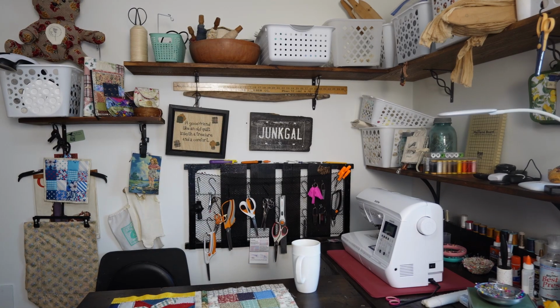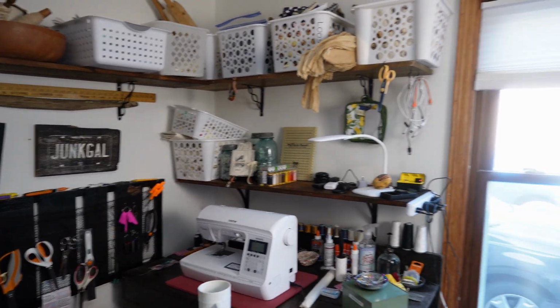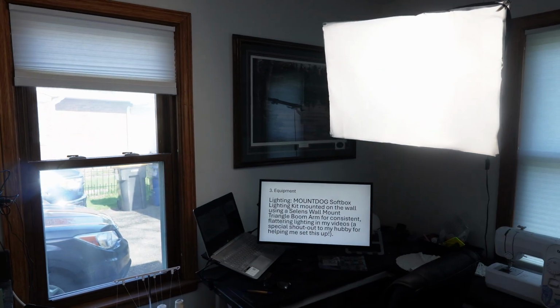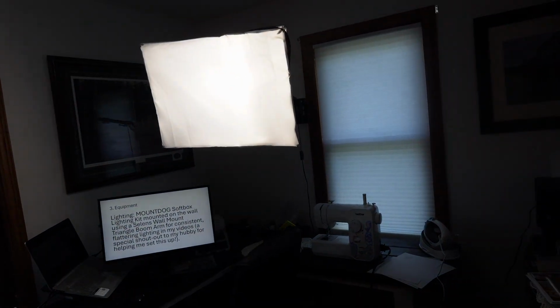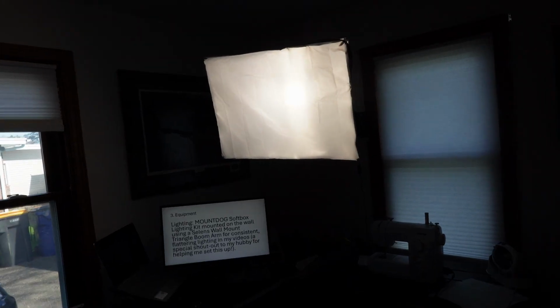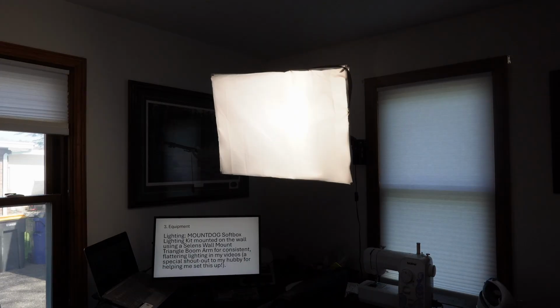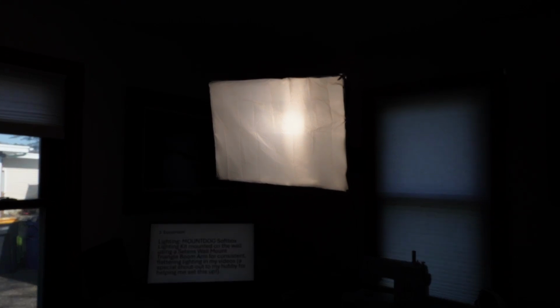I'm going to flip the camera around so that I can show you my lighting, because our windows have a UV film on them. We purchased them that way, and it keeps the house either cool or warm. So here is my light. It's a Mount Dog, and it got really dark in here. It is a Mount Dog softbox lighting kit.